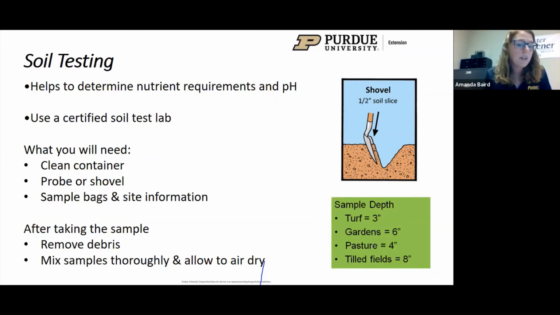Now these soil samples will tell you the organic matter you have. They'll also tell you nutrients such as phosphorus and potassium, and they'll also tell you the soil pH. So all of these things we're talking about here, you'll have and you'll know.